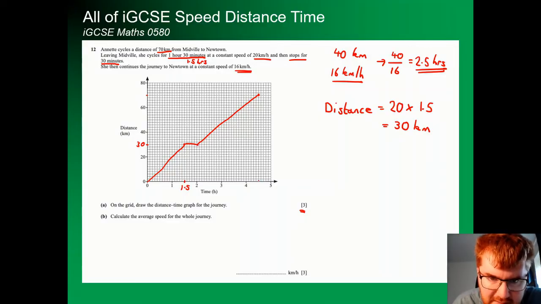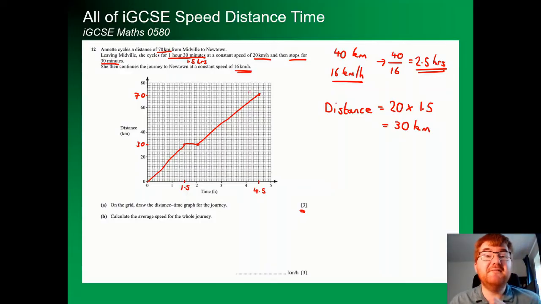So if I pop this in here, this is 4.5, and we know she's at our destination once she's achieved 70 kilometers. So I have this point already. I know she's going to finish at this point, and then I just draw a straight line in between. This will then imply that the gradient here will be equal to 16.